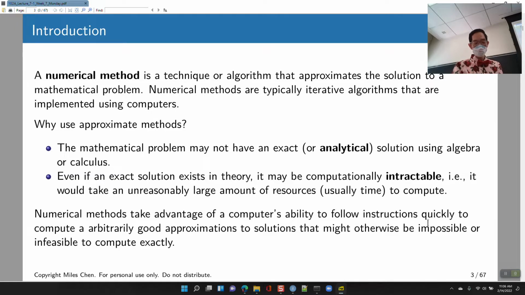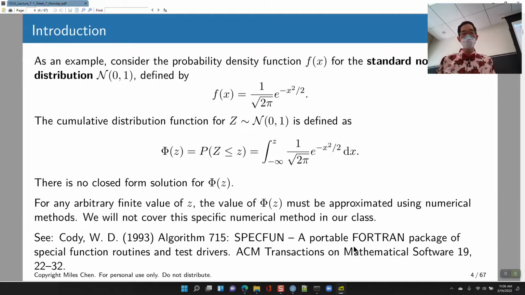And so we take advantage of the computer's ability to follow instructions quickly. The computer's really good at doing calculations quickly. It's really good at doing iterative things. It's not good at reasoning about theoretical quantities, right?